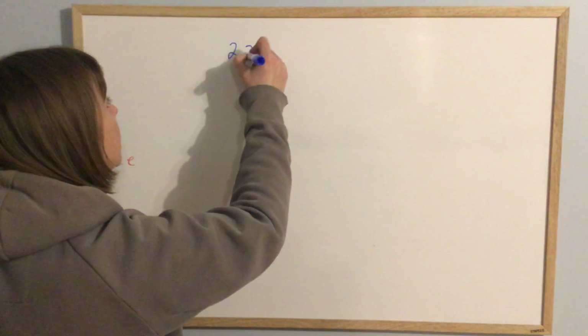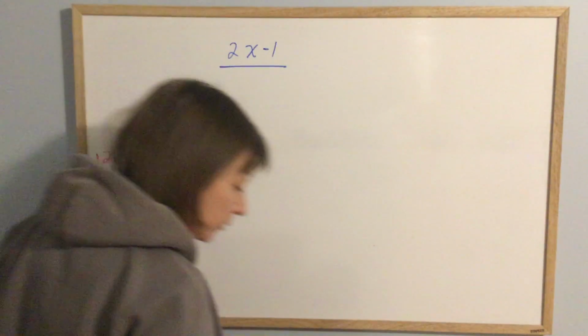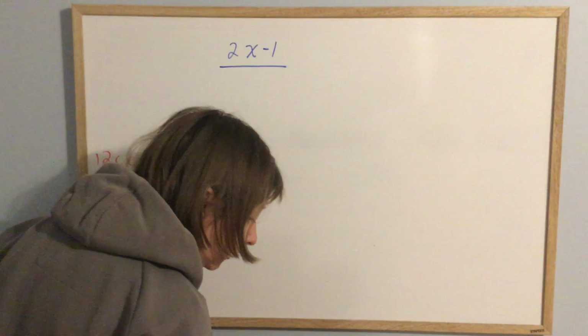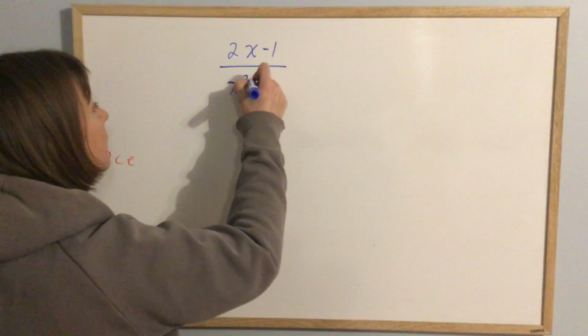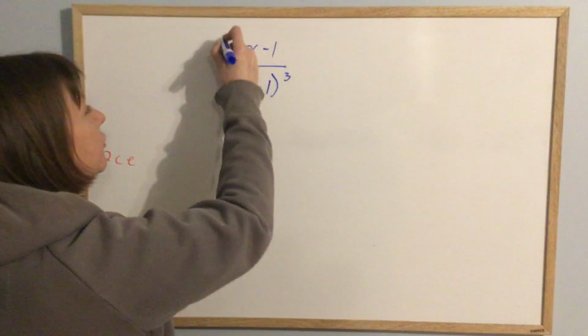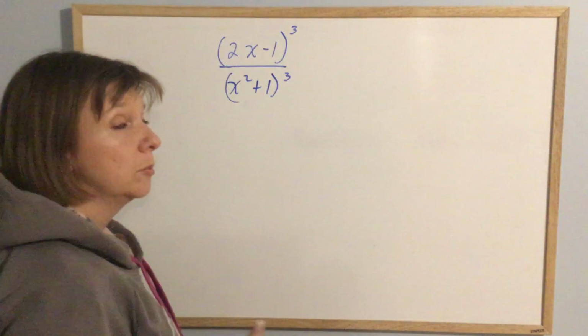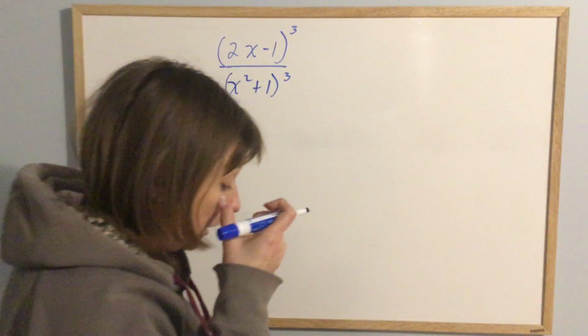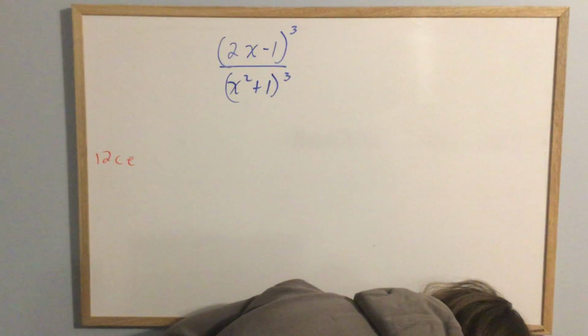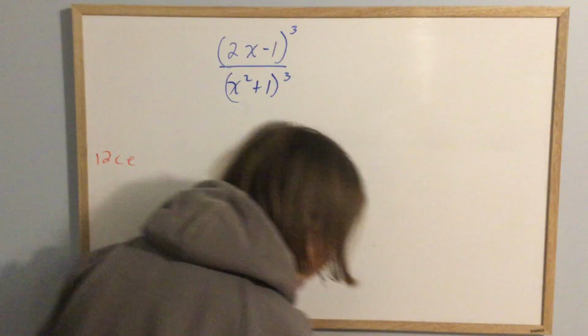2x minus 1 cubed over x squared plus 1 cubed. Now they have the whole thing cubed, but again, I would just write that as they're both cubed. And I would do, again, the quotient rule with that, except that's not E, that's F.